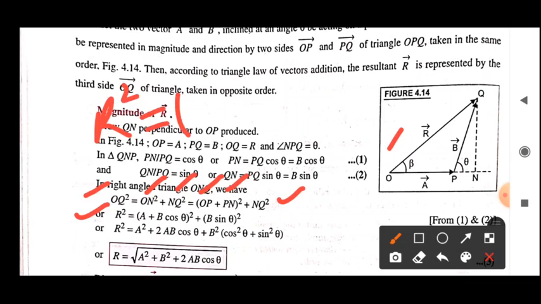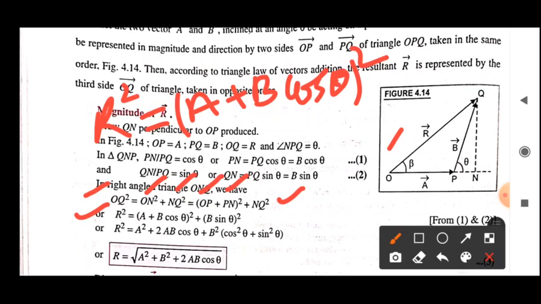So OP has value A, and PN has the value we have just now calculated, B cos theta. So (B cos theta) whole square. Now the next one plus NQ square. So this is the perpendicular square. So NQ has the value that we have calculated, B sin theta. So (B sin theta) whole square.